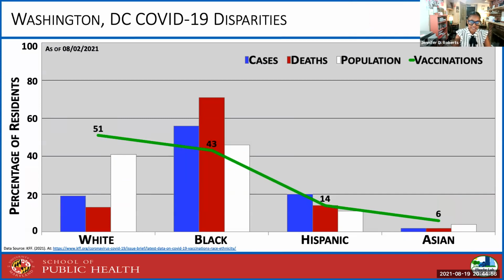And using this Washington, D.C. data, we can look at the alarming disparities that we see. Compared to their population proportion of only about 46%, Black residents make up over 70% of COVID-19 deaths, and their vaccination rates are not meeting demand for their mortality rate as well.